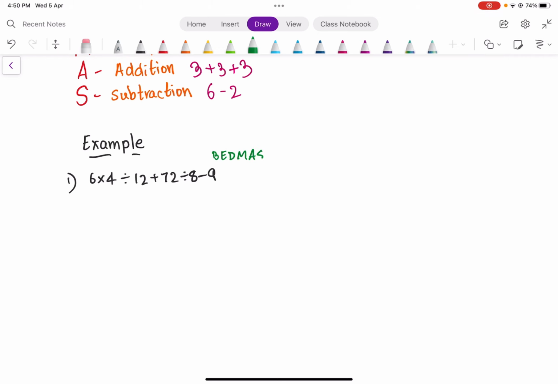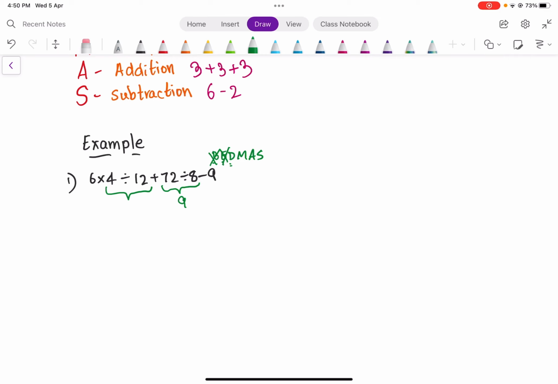So in BEDMAS, what comes first? Brackets. But since we don't have any brackets in this, we're going to ignore that. What about exponents? We don't have any exponents in this either, so we're going to cross that out. So our first thing we will be solving is division. So we have division over here, and we have division over here. So let's do this one first. 72 divided by 8 is 9. And 4 divided by 12, well, that would give us a fraction.